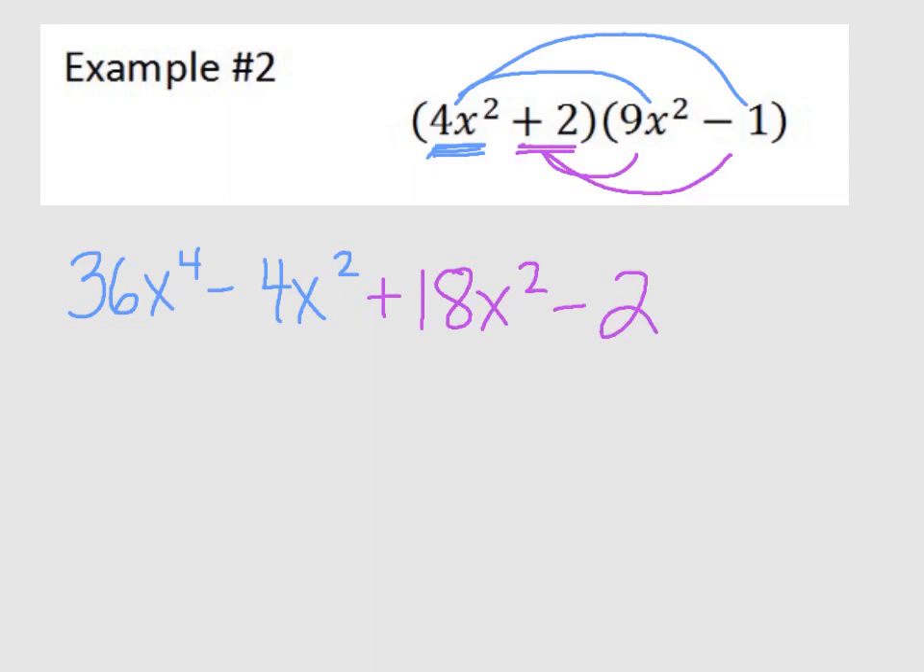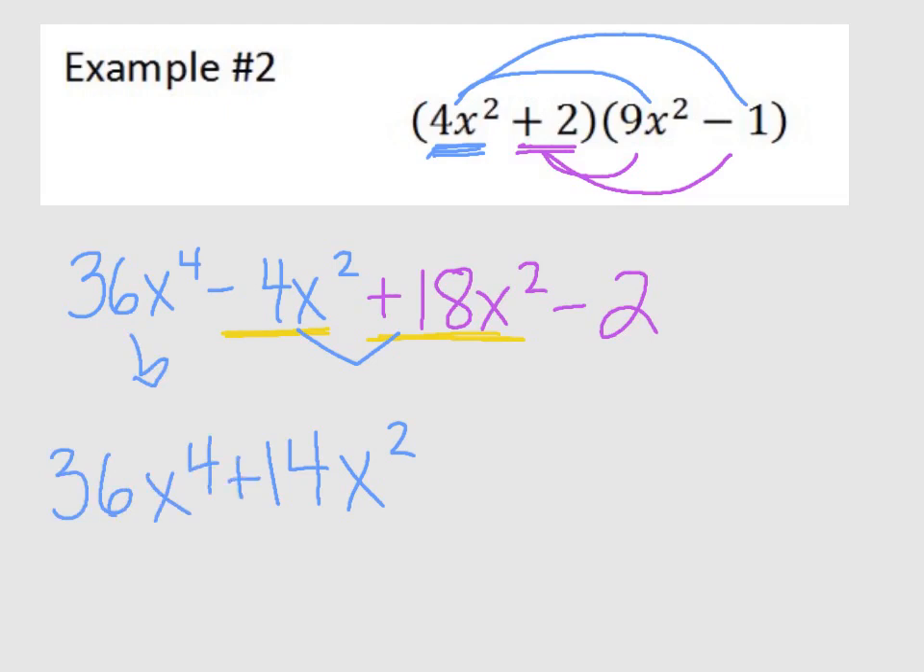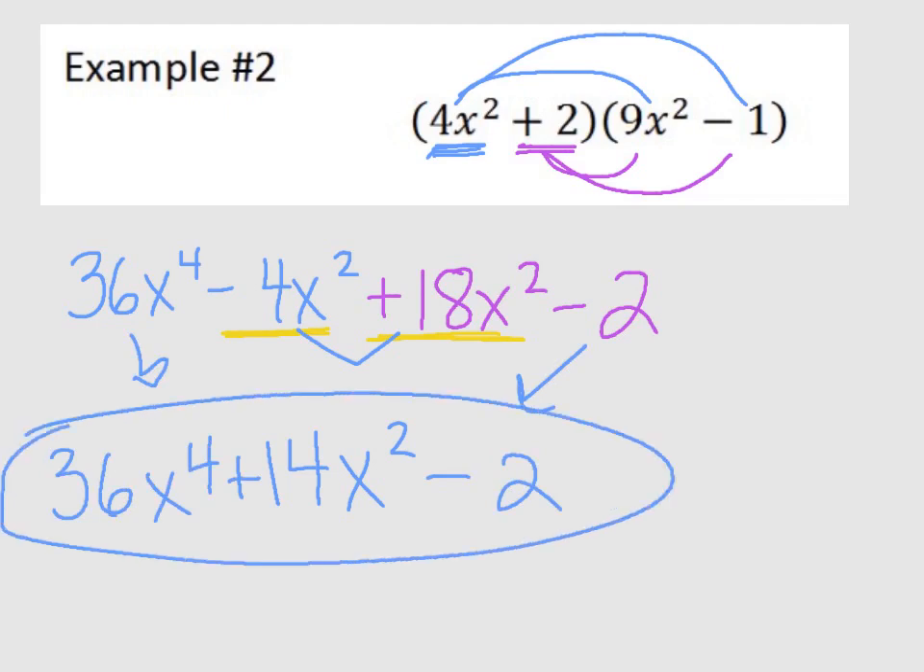Now, looking at this new polynomial that has been created, you'll notice that I have two terms that have the same exponent, or I have like terms here. So to simplify my answer a little more, I'm going to combine these like terms. Negative 4 plus 18 makes 14. And remember, when we're just adding like terms, our exponents stay the same. So it's going to stay x to the power 2. My other two terms here, the 36 x to the power 4 and the negative 2 are just going to drop down. I double check to make sure my answer's in standard form, and there's my final answer.